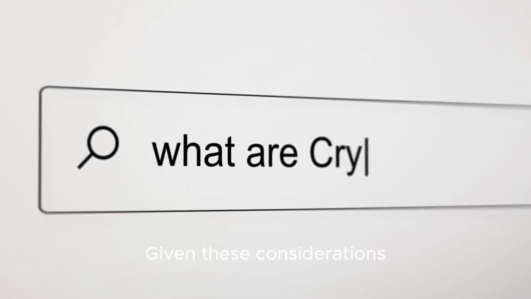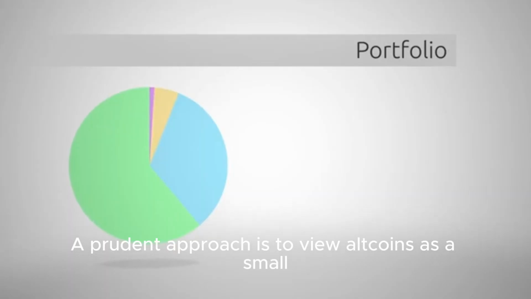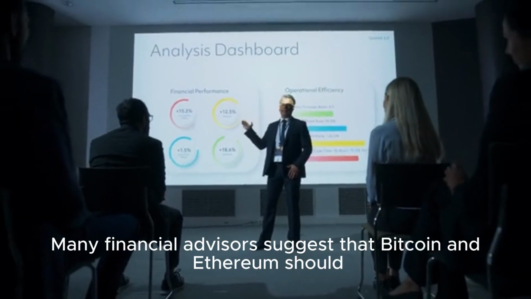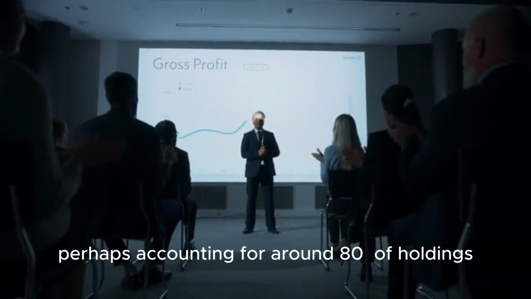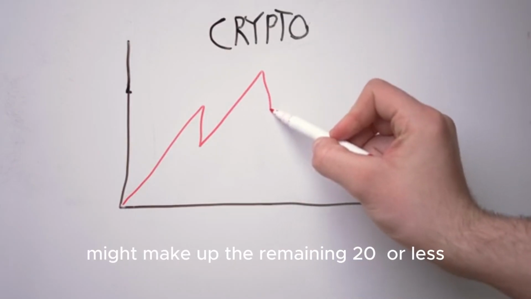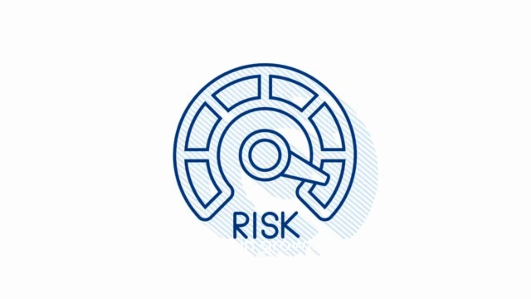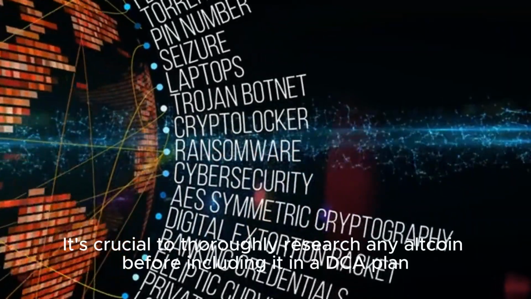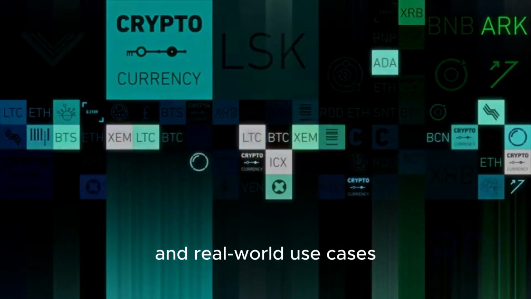Given these considerations, when should investors consider including altcoins in their DCA strategy? A prudent approach is to view altcoins as a small, speculative portion of an overall crypto portfolio. Many financial advisors suggest that Bitcoin and Ethereum should form the core of a crypto investment strategy, perhaps accounting for around 80% of holdings. Altcoins, if included, might make up the remaining 20% or less. This allocation strategy allows investors to potentially benefit from altcoin growth while limiting exposure to the higher risks associated with these less established projects. It's crucial to thoroughly research any altcoin before including it in a DCA plan. Look for projects with strong fundamentals, active development teams, and real-world use cases.